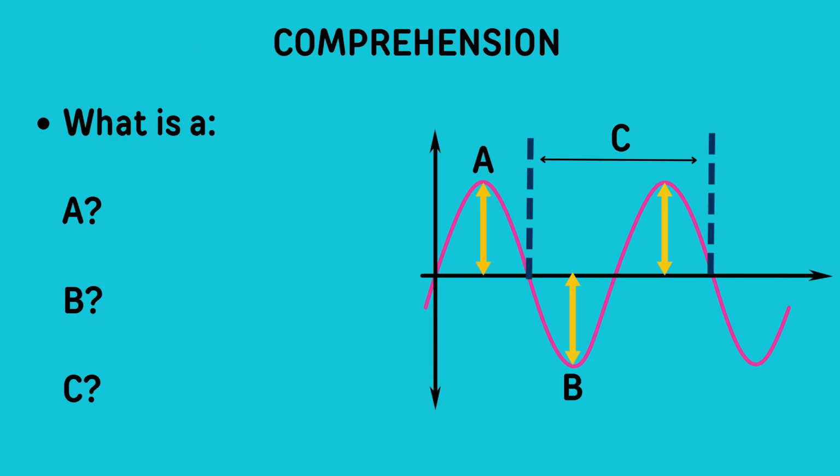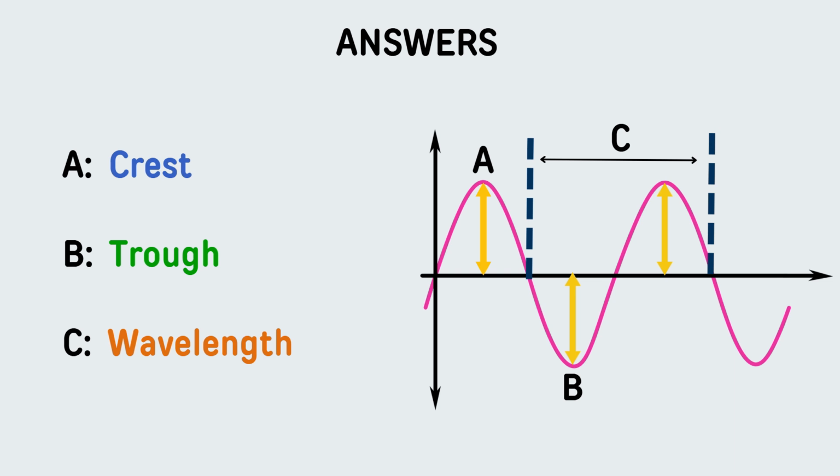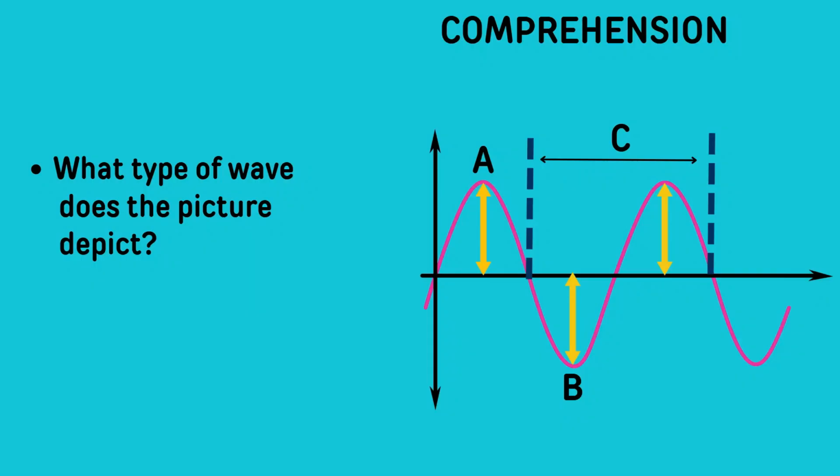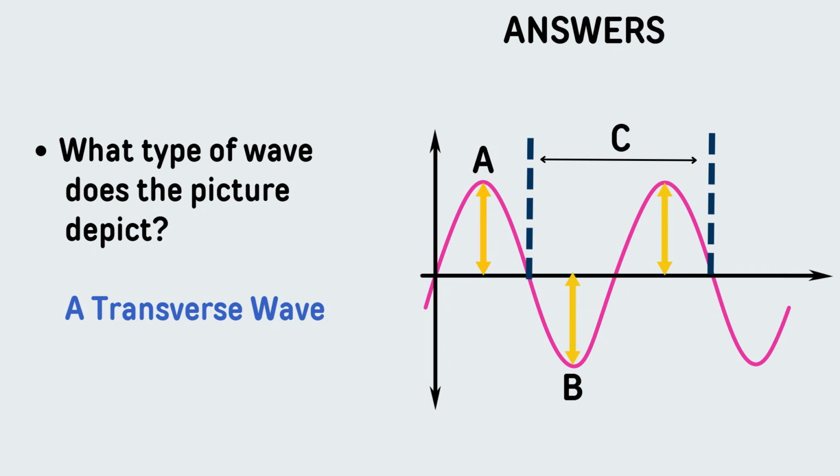What is A, B, and C in the drawing? Correct. A is the crest, B is the trough, and C is the wavelength. What type of wave does the picture depict? Correct, a transverse wave.